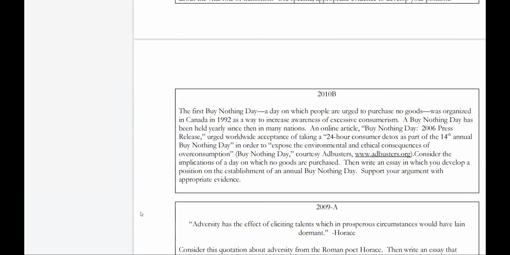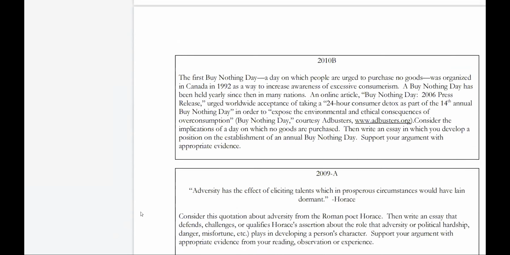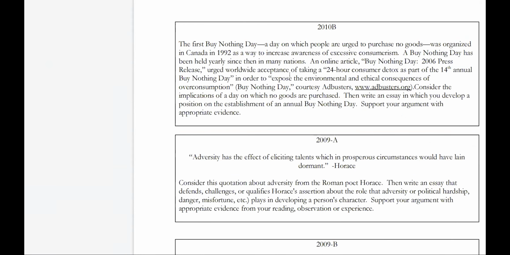Yes, we do. So, right here, 2010 B. Consider the implication of a day on which no goods are purchased. Then write an essay in which you develop a position on the establishment of an annual Buy Nothing Day. Position on the establishment of an annual Buy Nothing Day. So for this very day, there's no trade at all. So Ted, do you agree this is a pros, cons? Yeah, I would. Why is that?